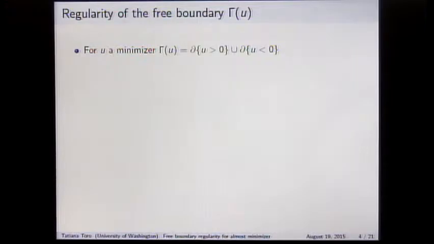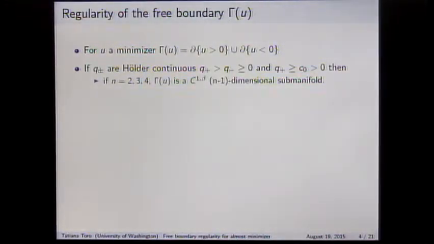I'm going to give you a set of results, and then I will give you the attributions, and I will tell you who proved what and why there are gaps, time-wise, in these things. So if Q plus and Q minus are Hölder continuous, we always assume that one is bigger than the other, and this one is greater than 0. And we assume that Q plus is bounded below.